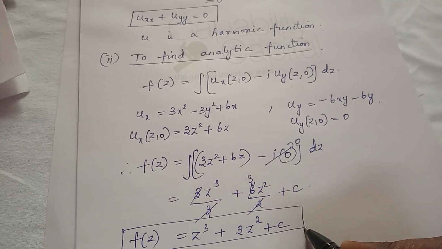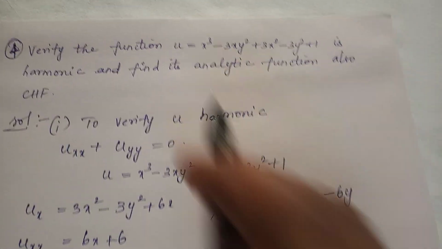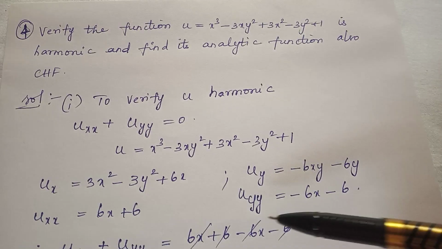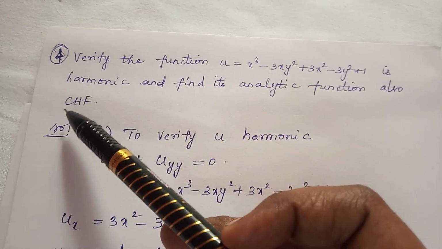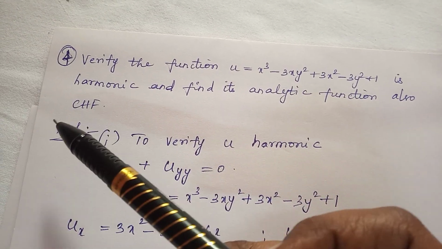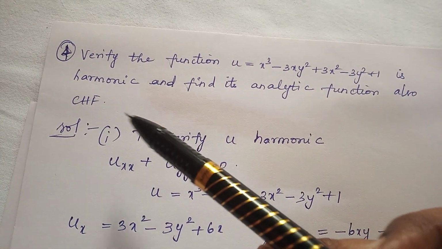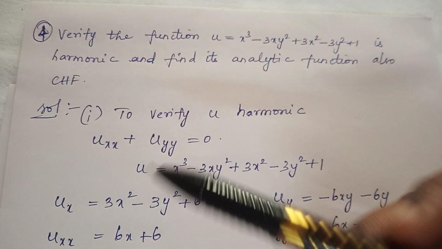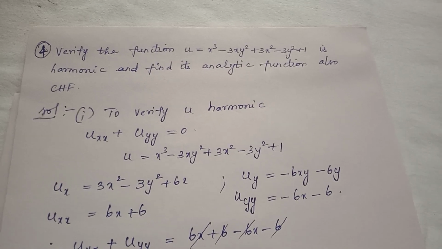So the second part of the question, that also we have completed now. First, it is harmonic, that we have verified. Second, the analytic function, that also we found now. And the third part of the question, you are asked to find the CHF. CHF is conjugate harmonic function. This also I have told you the formula. So when u is given, you have to write out the formula. When you look at the previous papers, you can see what it is.